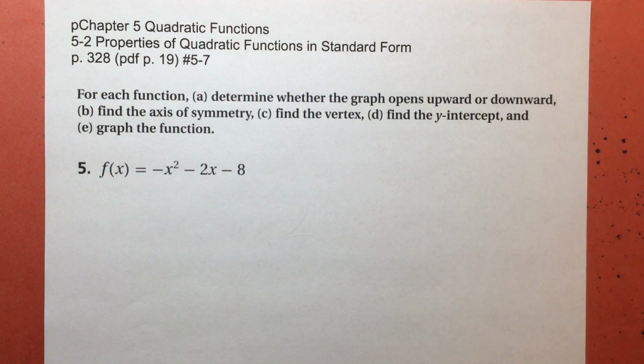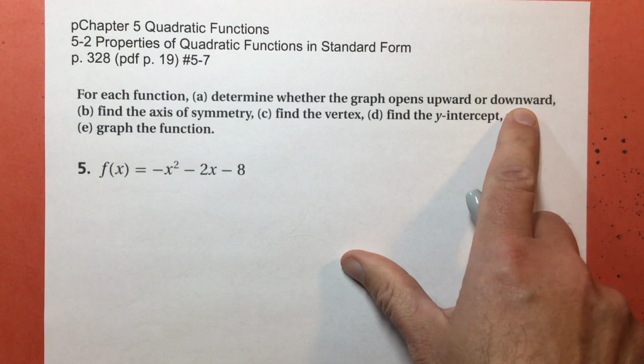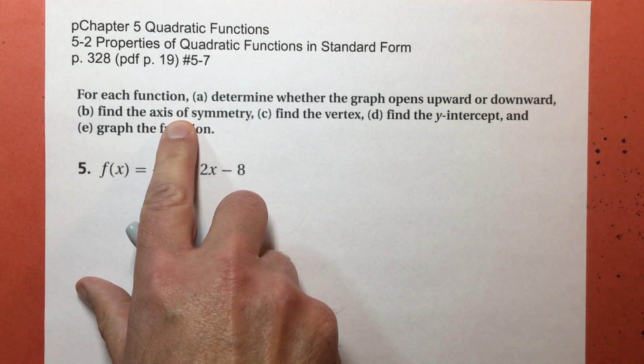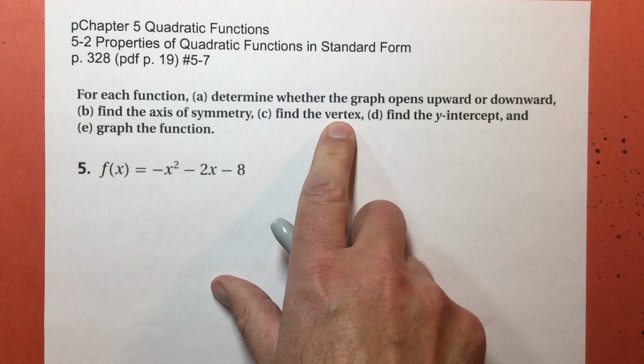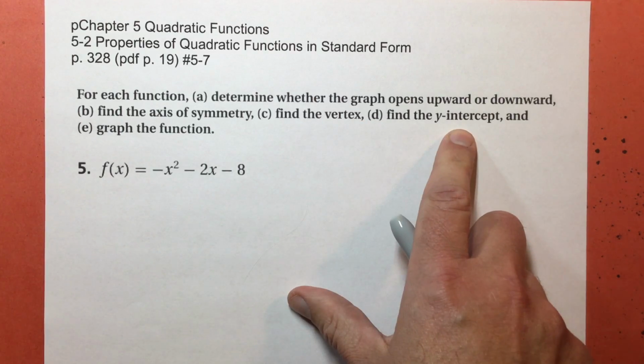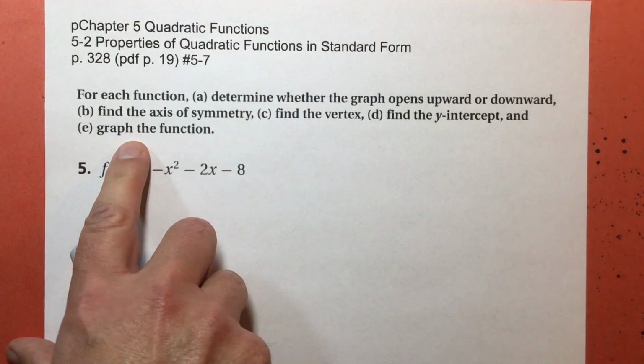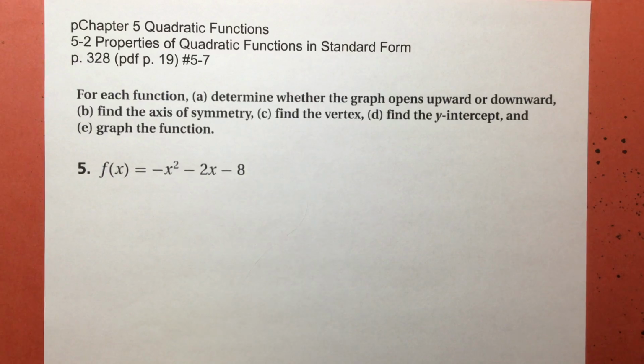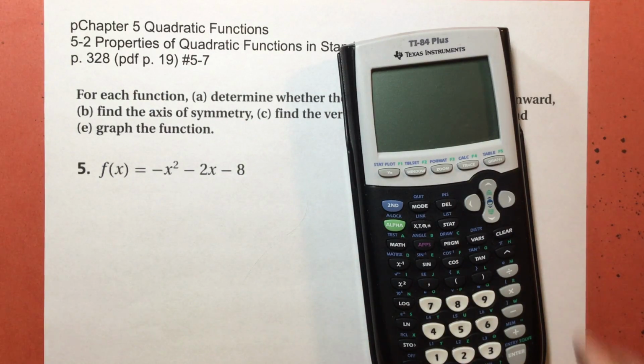So, we are going to look for the properties of these quadratic functions if the function is written in standard form. We're first going to figure out if the graph opens upwards or downwards. We're going to then find the axis of symmetry. Using that, we're going to find the vertex, and then we're going to find the y-intercept. We are not going to graph it.